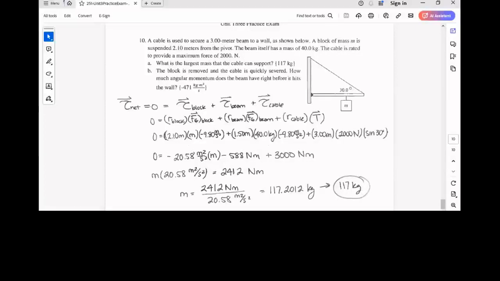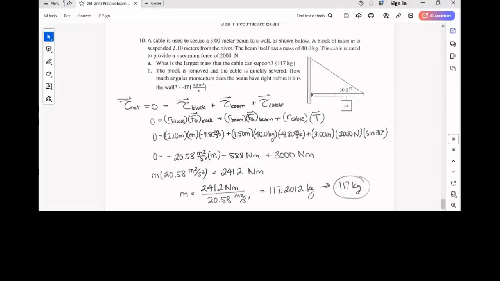So for part A, this is just another net torque problem where I know that tau net is going to be equal to 0 initially. So the torque of the block added to the gravitational torque on the beam added to the torque produced by the cable will give a 0.